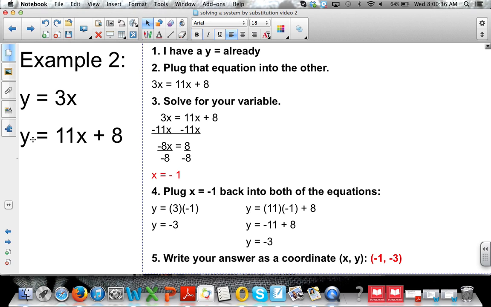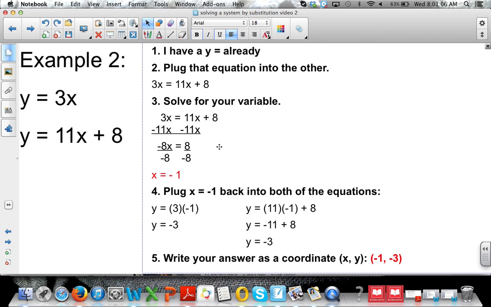I'm going to plug the first equation. I know that y is 3x. So in my second equation, I'm going to just plug 3x in for my y. So I'm going to end up with 3x equals 11x plus 8 because I replaced the y with the 3x. When you have two that are y equals like this, you're really just setting them equal to each other. I'm setting the 3x equal to the 11x plus 8. It only works if they're both y equals.